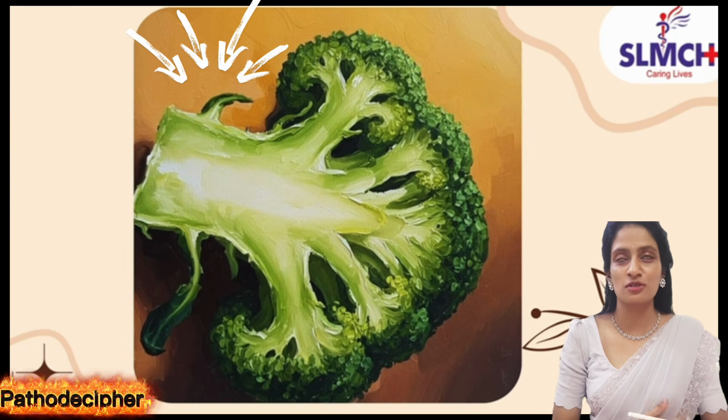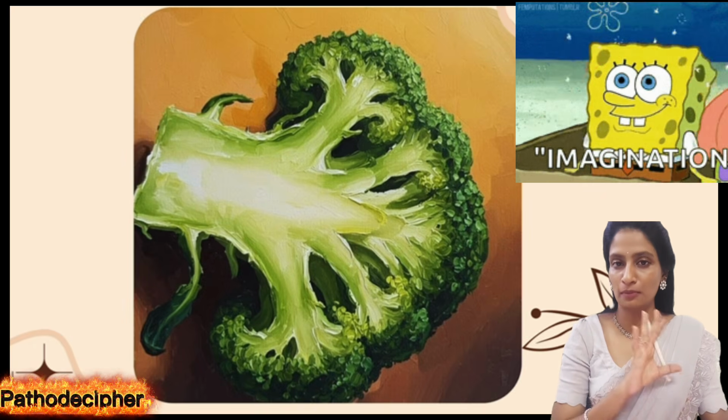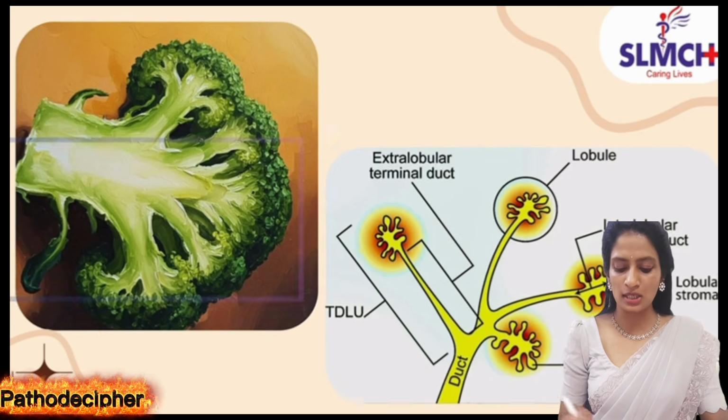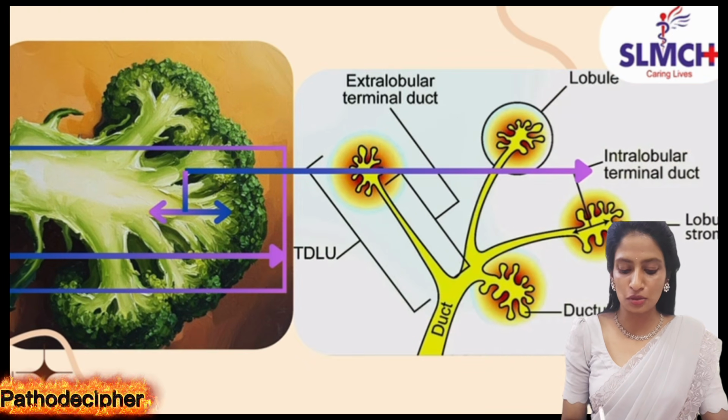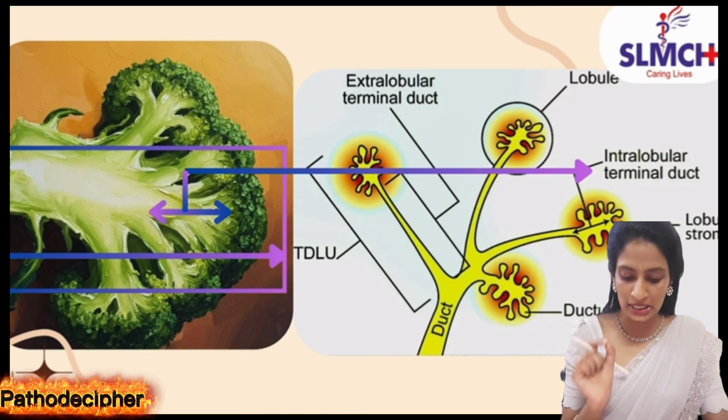So why am I showing this broccoli in my pathology? Because we pathologists usually imagine things. So here I compared the broccoli to make it very easy. Let us see along with it. The total rectangle indicates the TDLU. What is TDLU? It is the terminal duct lobular unit. That is the functional unit of the breast.